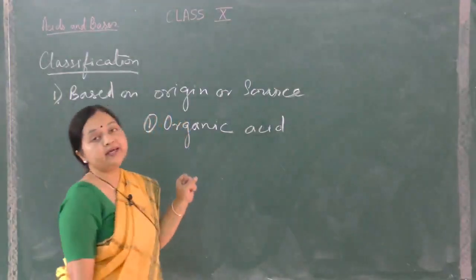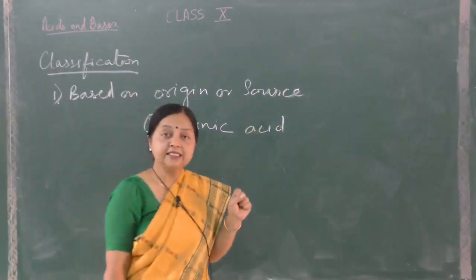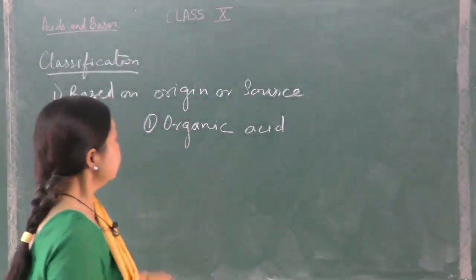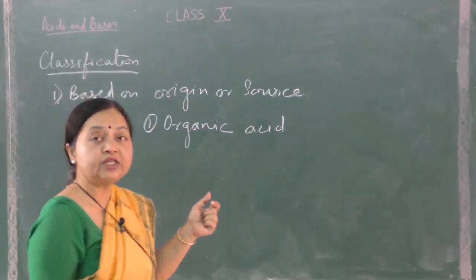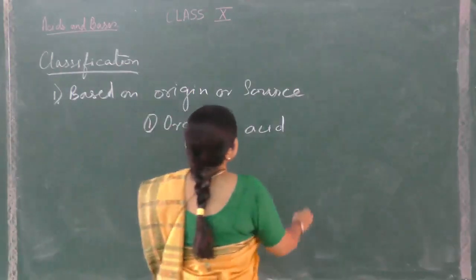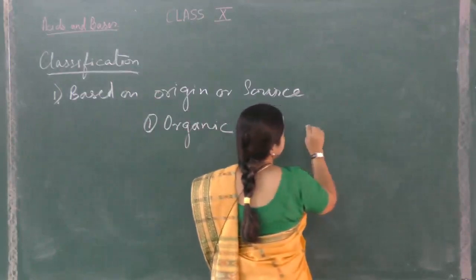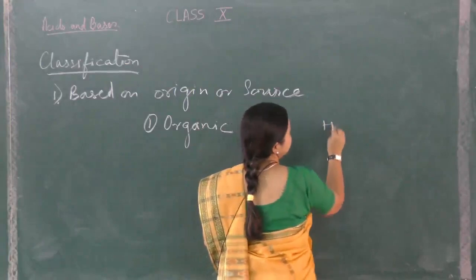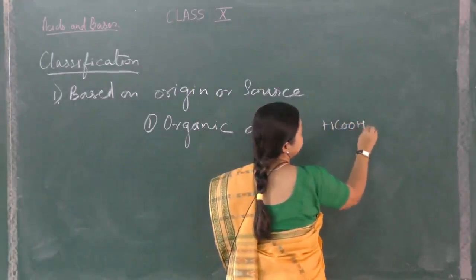So these are weak acids, and besides hydrogen, you know that hydrogen is the essential element present in an acid. So besides hydrogen and oxygen, it also contains carbon. Organic acids also contain carbon. And they are weak acids. Example, formic acid, HCOOH.